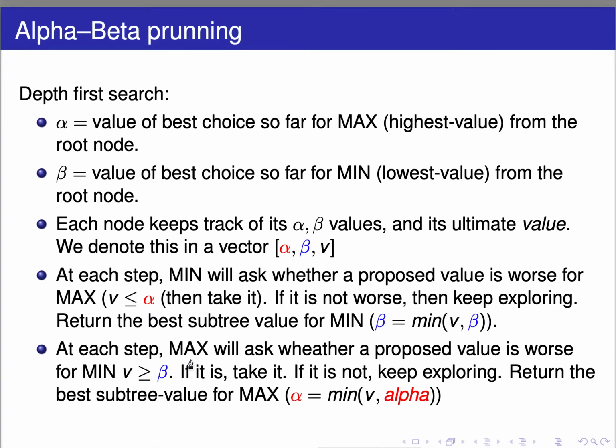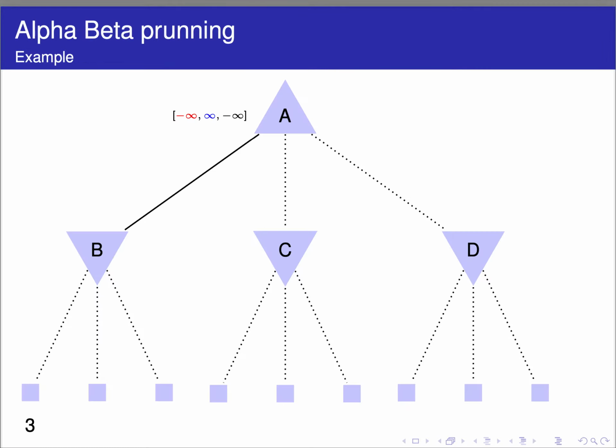Now, if the node is max, if max is exploring a node, then it's going to try to find values that are worse for min. Basically, it's going to compare the value of the nodes against beta. And if the values are bigger than beta, that means that it's worse for min, right? And it'll take it. If it's not, it'll keep exploring and it will return the subtree that is best for max at that point, but not necessarily worse for min. It's going to return an alpha that's the minimum between the value that it has and the alpha that it's exploring. Let's see an example.